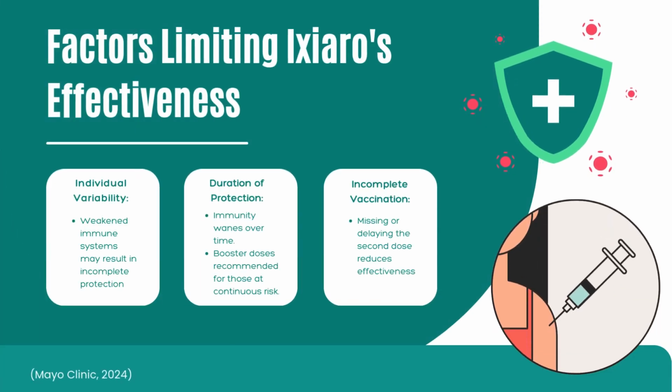First, individual vulnerability. People with weakened immune systems, such as those undergoing immunosuppressive treatment or dealing with chronic illnesses, may not develop a sufficient immune response, leaving them partially protected. The duration of protection. Immunity typically lasts for 2 to 3 years, but antibody levels decrease over time. For those at ongoing risk, booster doses are necessary to maintain protection. Finally, incomplete vaccination. The vaccine requires 2 doses, 28 days apart, with full protection achieved a week after the second dose. Missing or delaying the second dose compromises effectiveness.